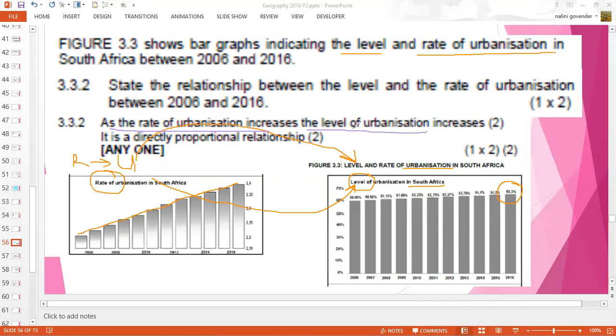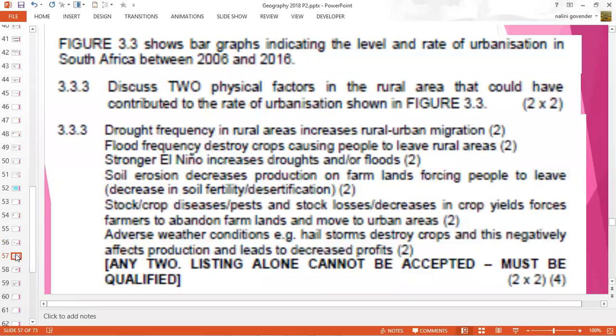So the level of urbanization is dependent upon the rate of urbanization. Or you could have said it is directly proportional to each other. As the rate increases, the level of urbanization increases. Right? Let's keep moving on. Take our next question, and it's question 3.3, sorry.